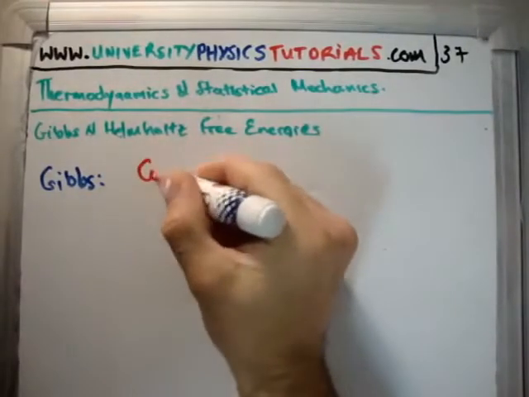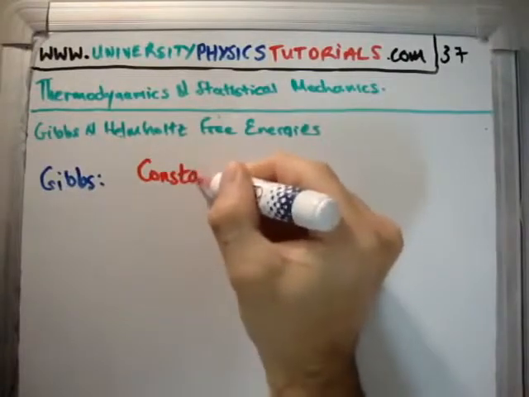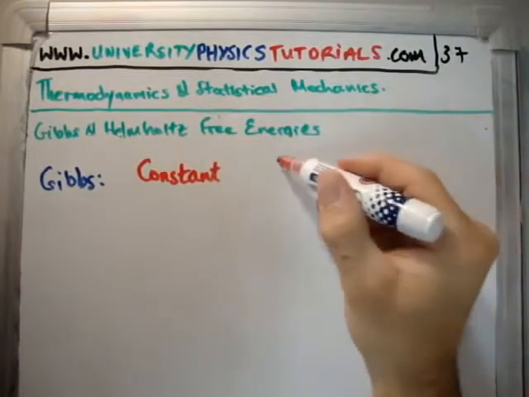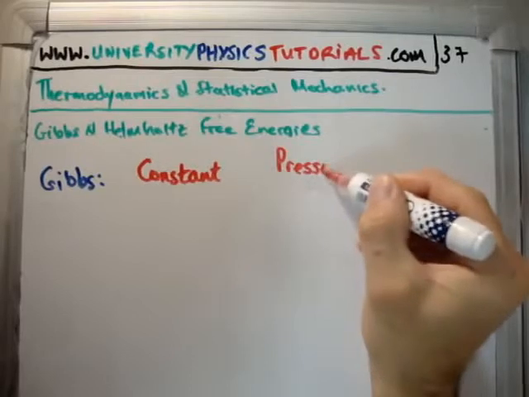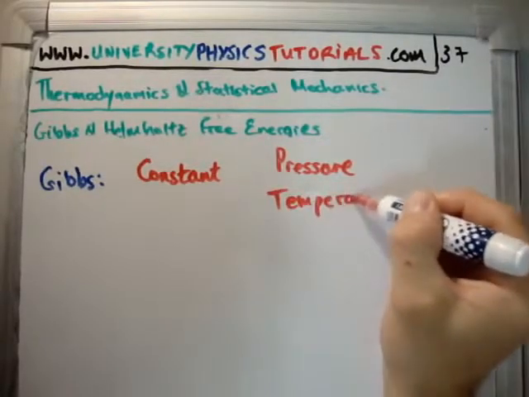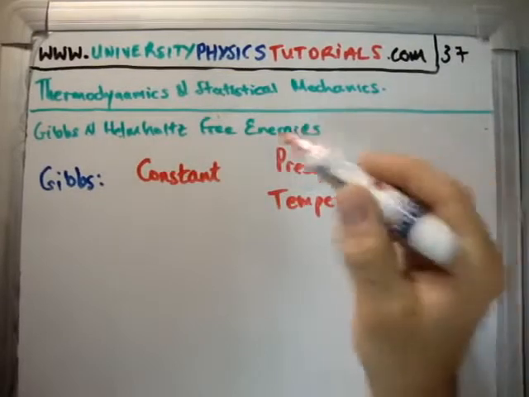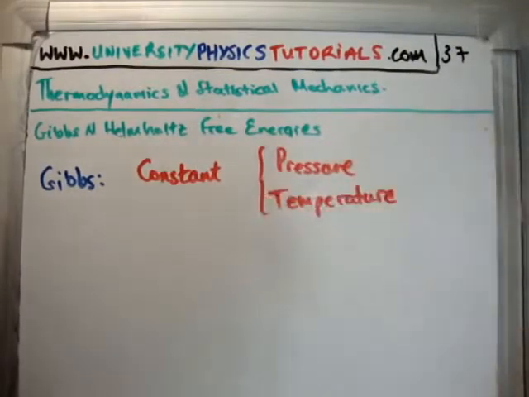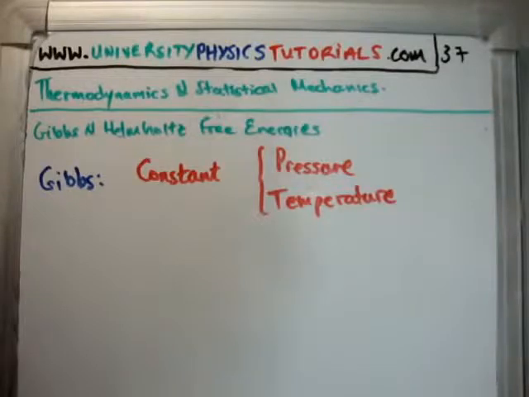This time we're going to be talking about constant pressure and constant temperature. Alright, so we're talking about constant pressure and constant temperature. This is our Gibbs free energy.